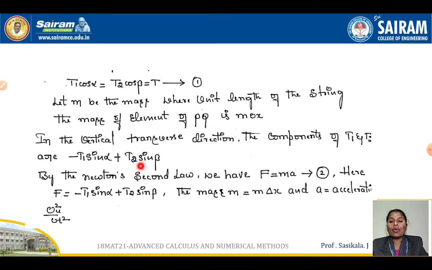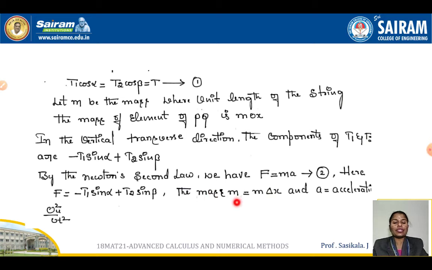Now, in the vertical transverse direction, the components of T1 and T2 are minus T1 sin alpha plus T2 sin beta. Now we can use Newton's second law: force is equal to mass into acceleration, as we have studied already. Here the force in the vertical direction is minus T1 sin alpha plus T2 sin beta.